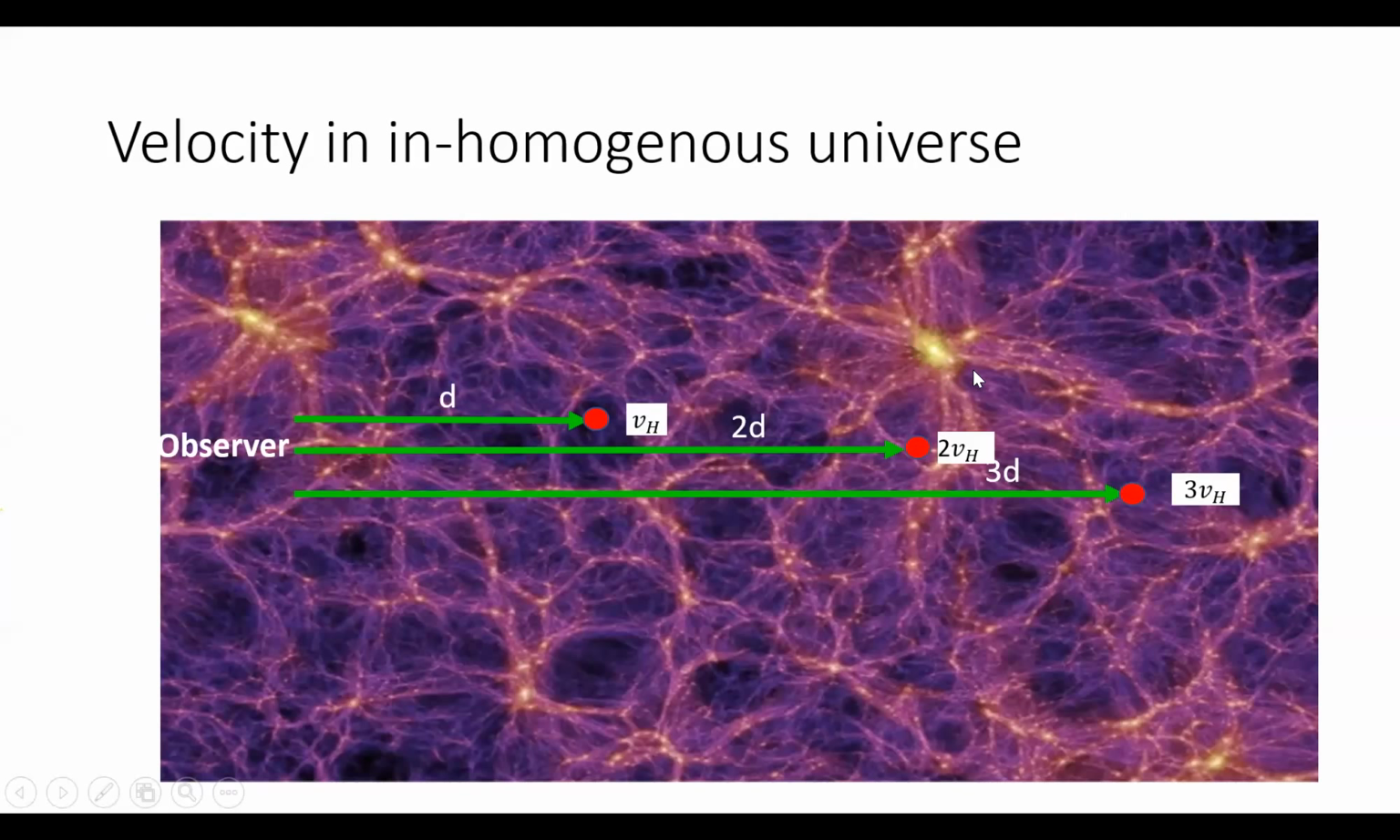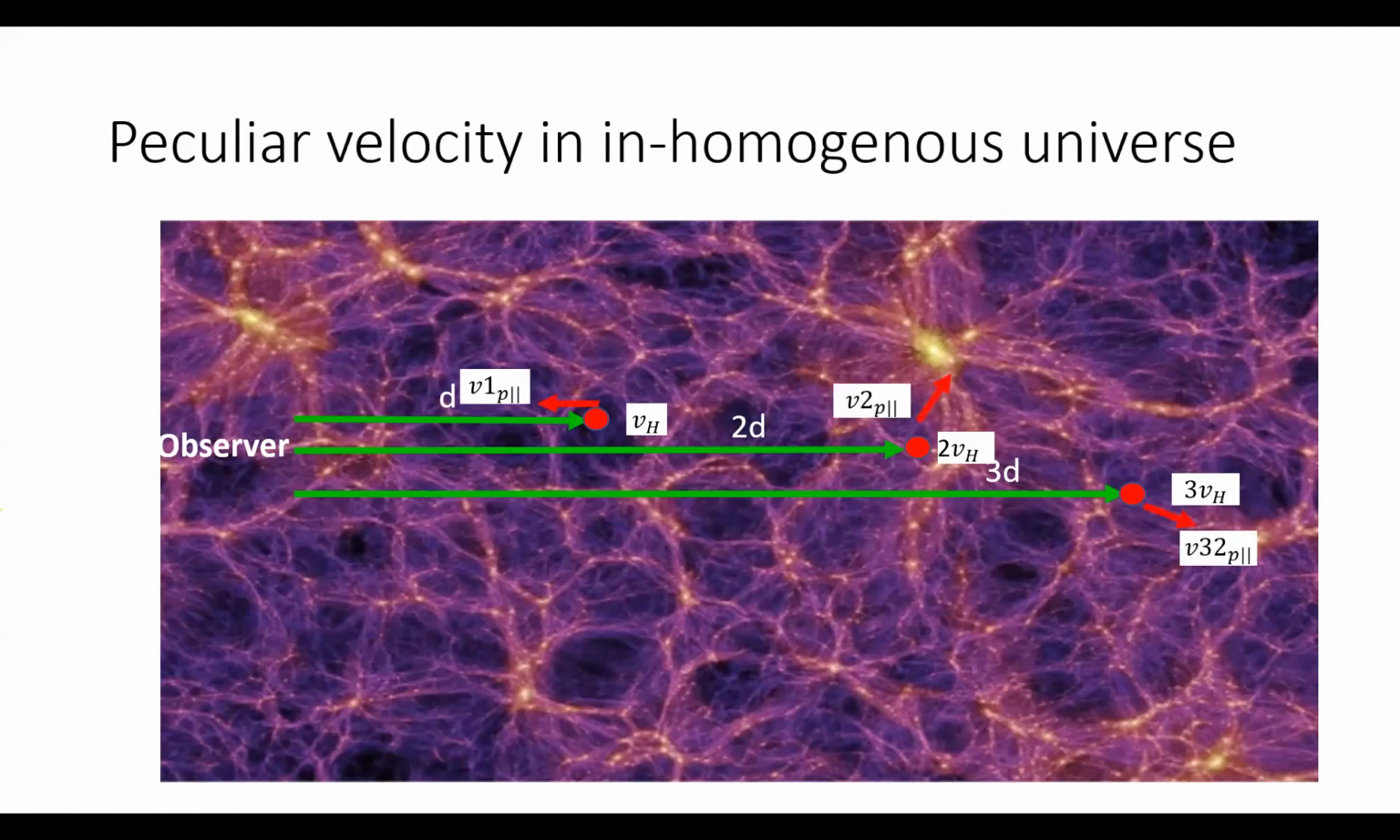So in addition to the Hubble velocity, you will always have additional velocity arising due to the local over density or under density, and that is called peculiar velocity. Here I show it using these red arrows, which are the extra velocities arising due to the local over density.